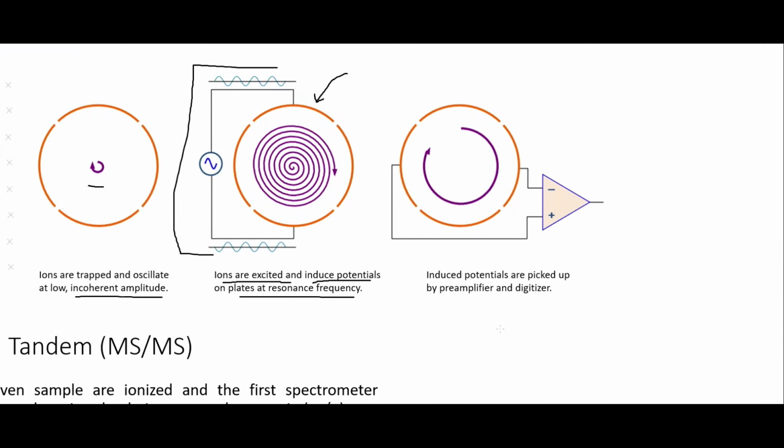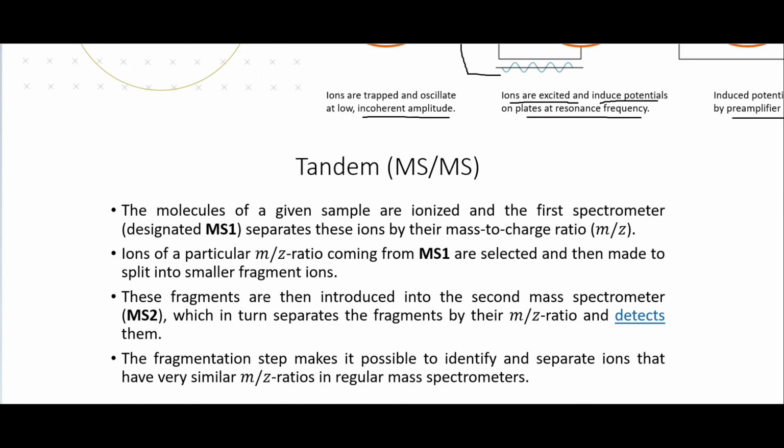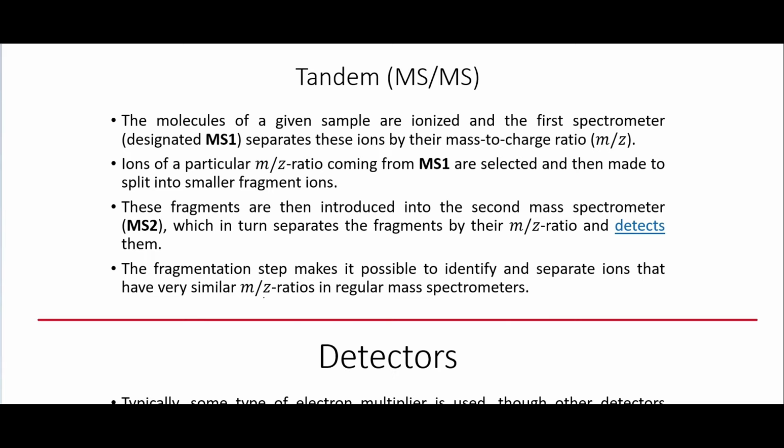And so then the induced potentials are picked up by a preamplifier and digitizer, so something like this. And so we can look at the electric signals that are made by the movement of those ions past those plates. All right, so tandem mass spec. So this isn't like a new type of way. It's essentially just combining ways that I've already talked about.